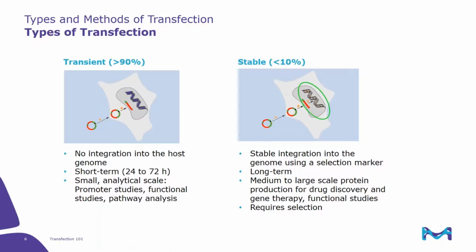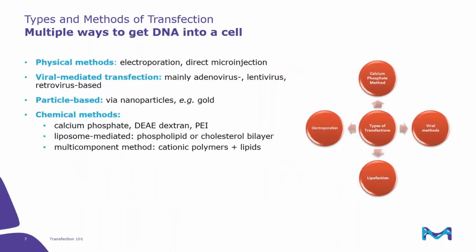In contrast, stably transfected cells permanently integrate nucleic acids into their genomes, and thus the effects of the nucleic acids can be investigated over a long period of time. Stable transfection is typically reserved for research that absolutely demands it, such as protein production on a medium or large scale, or gene therapy. There are multiple ways to get DNA into a cell.